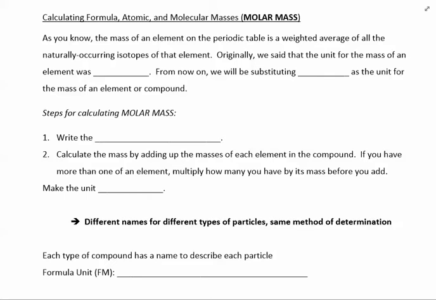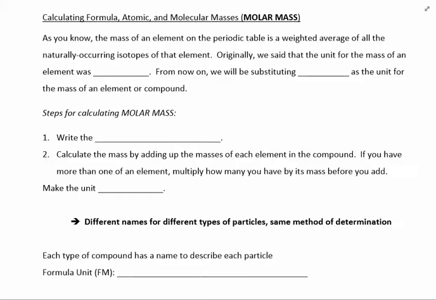So starting with the mole, we're going to start by talking about calculating the formula, atomic, and molecular masses. We refer to these all as molar mass in our notes and when we're doing problems, but they do have different names. As we know from Unit 2, the mass of an element on the periodic table is a weighted average of all the naturally occurring isotopes of that element.